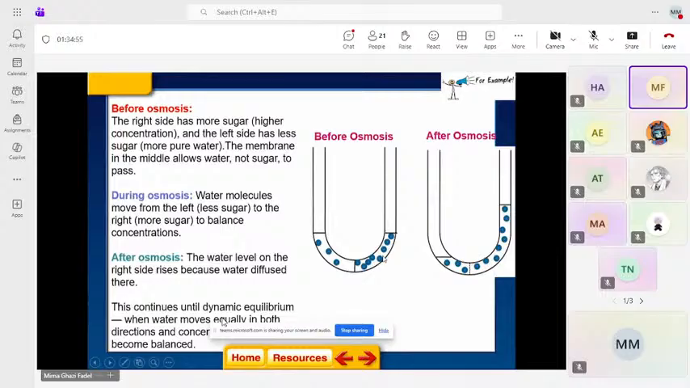Okay, if I ask you what is the evidence that water crossed this membrane from left to right, what is the evidence? Prove that. How did water pass from left to right and not from right to left? Because of the concentration of solute. No, because the concentration on the right is higher. Not the concentration. You have to say the water level.